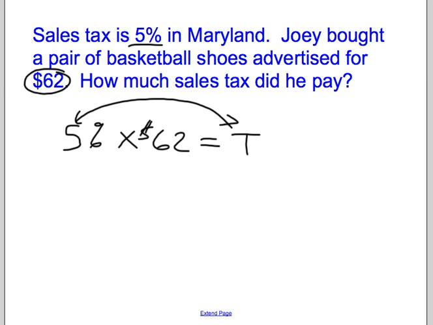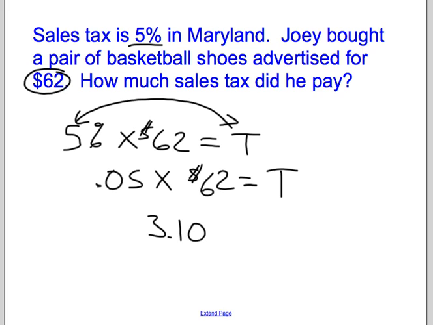5% represents the tax, and we're looking for the sales tax. So change your 5% to 0.05 or 5/100 times $62, and that'll give you your tax. Doing that on the calculator, 62 times 5/100 is $3.10, the sales tax. This particular problem doesn't ask what the total cost is. It just wants to know how much sales tax did he pay. Okay. That's a pretty basic problem.